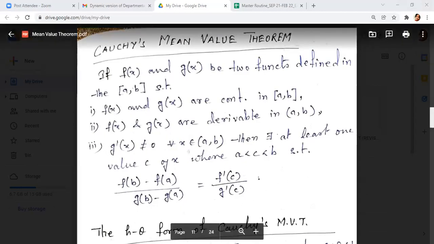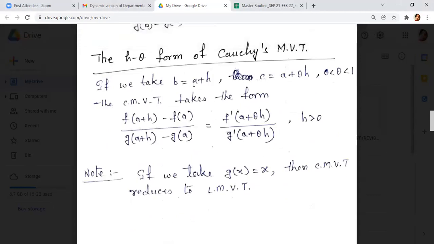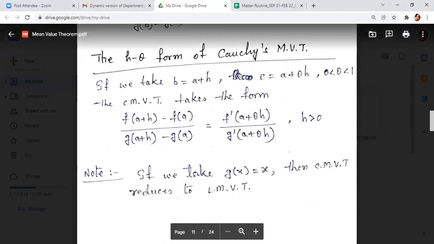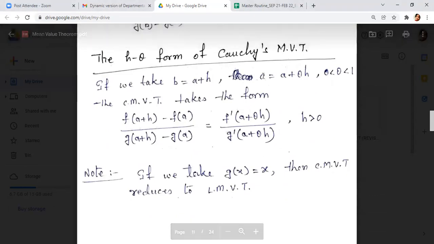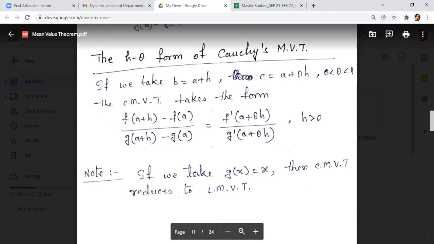Now next, as we have seen in LMVT, that is Lagrange's mean value theorem, the h-theta form. It is nothing but, in the interval [a, b], if b is replaced by a + h, then the point c, which is somewhere between a and b, can be written as a + theta h, obviously where theta lies between 0 and 1.